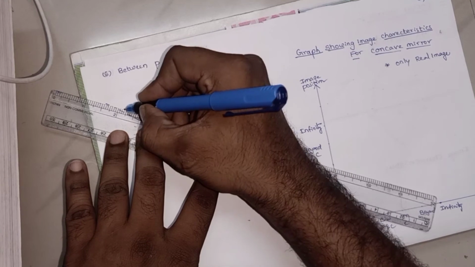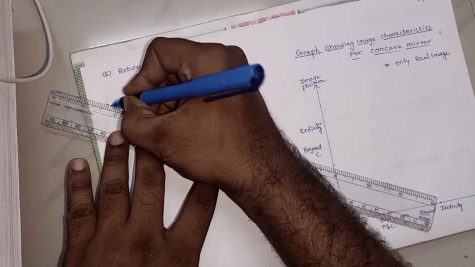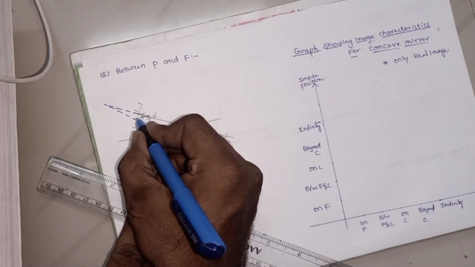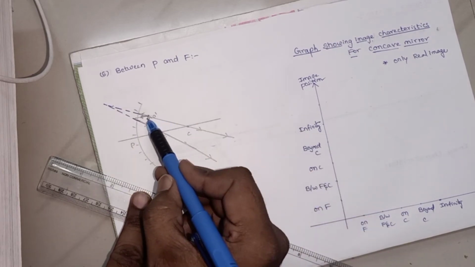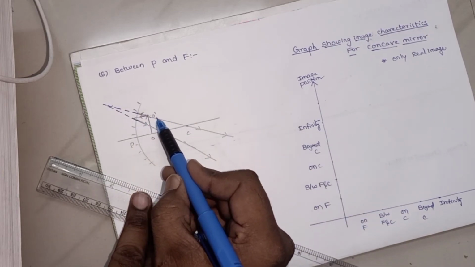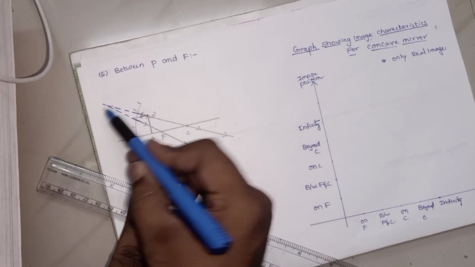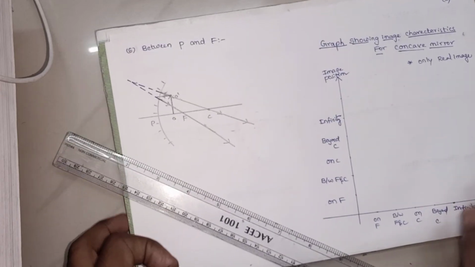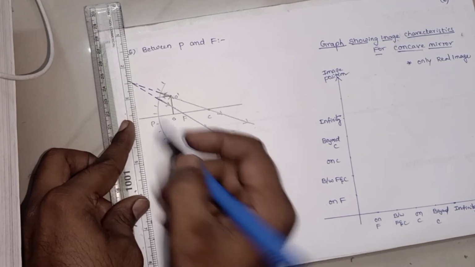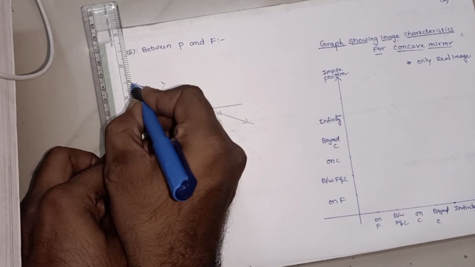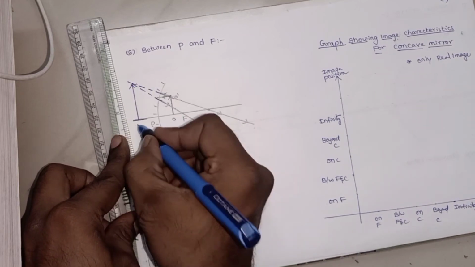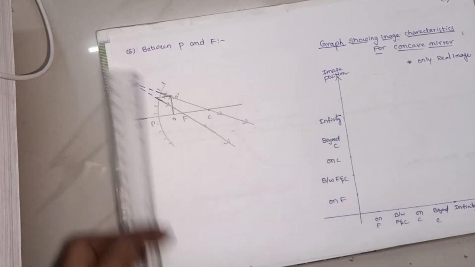So you need to extend the reflected rays in the backward direction. For this ray, the reflected ray will be this one, so that's why I extended it in the backward direction. For the second convenient ray, this is the incident ray which is reflected in this direction, so I extended it in the backward direction. Then where will you get the image? Sorry, here I need to extend the principal axis, so here you will get the image. I dash is the image.